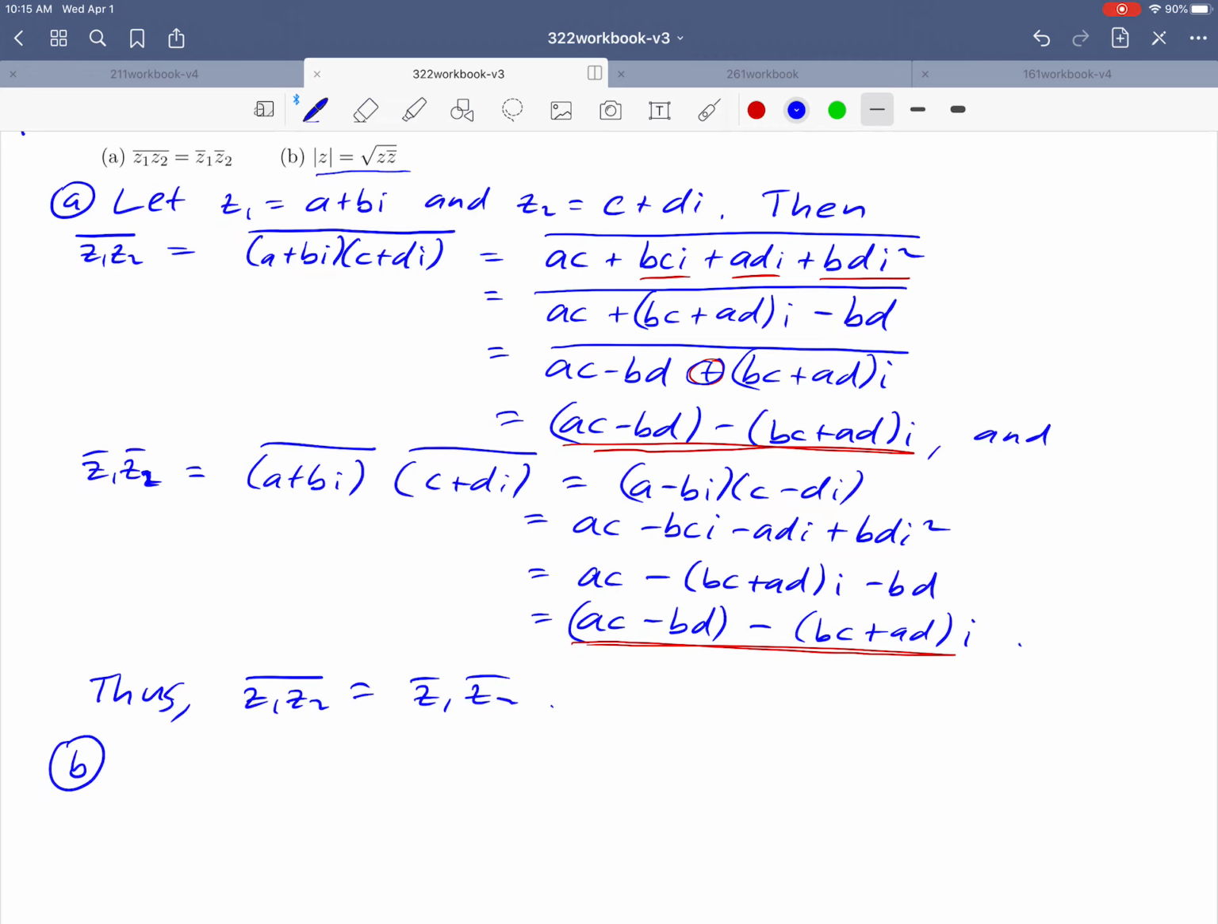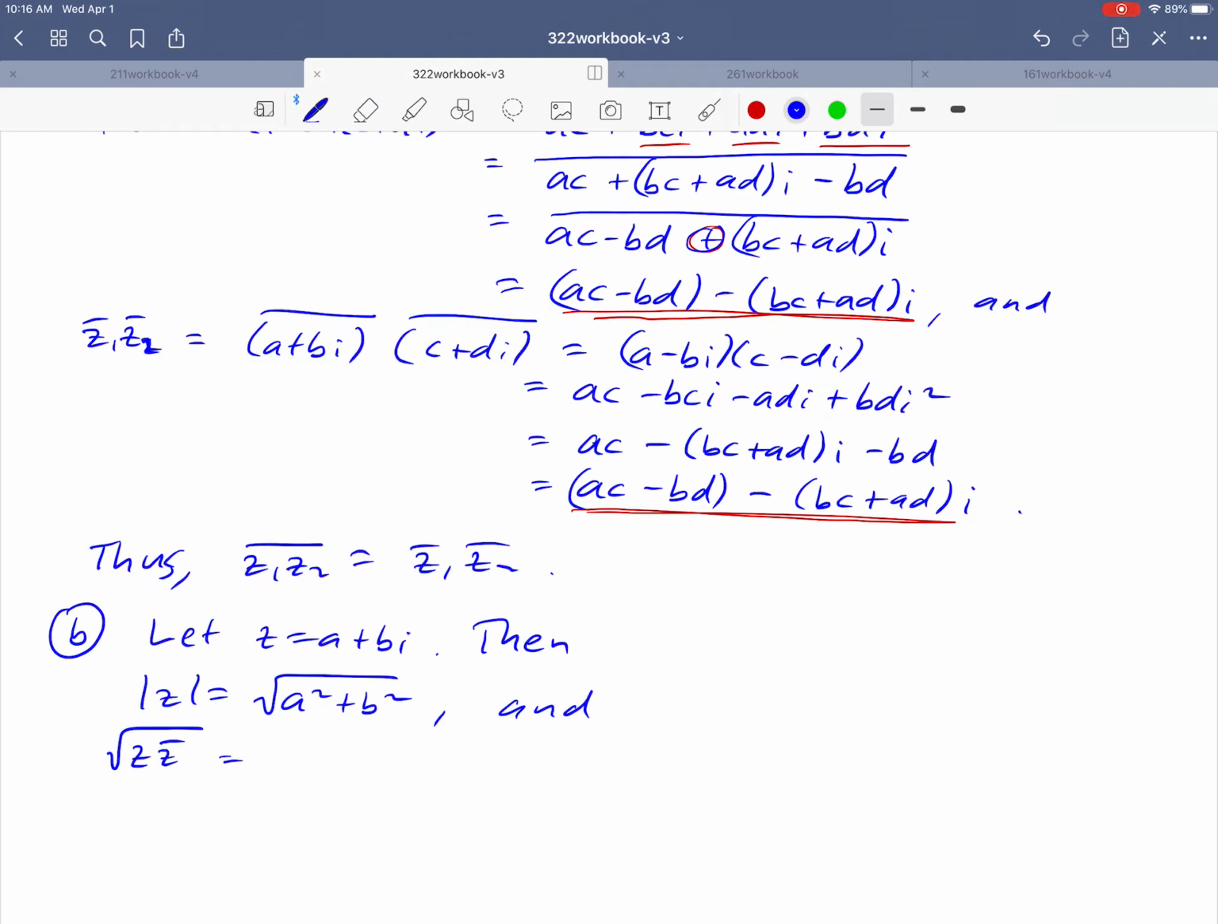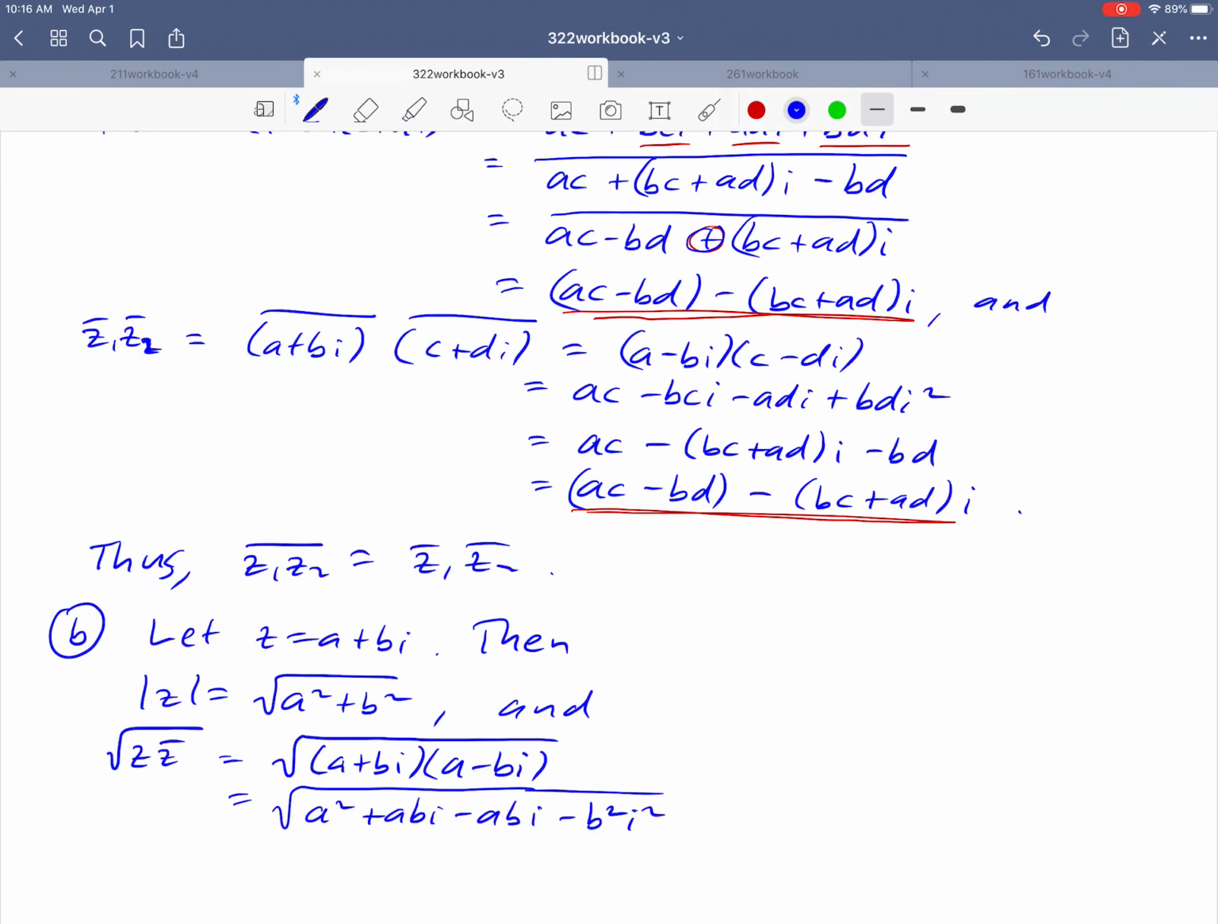What about the right-hand side of the equation? Well, that looks like the square root of z times z bar. We can do the algebra and just see what that looks like. So that would be the square root of z, which is a plus bi, times z bar, which is a minus bi. Do a little algebra here, and we're going to get a squared. The middle terms are going to look like a plus abi and a minus abi. And then we get a minus b squared i squared, it looks like.